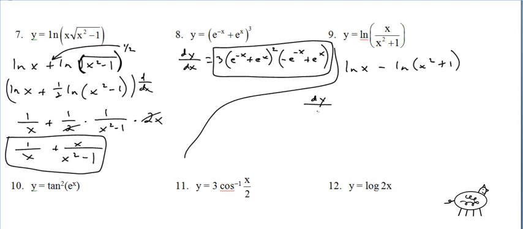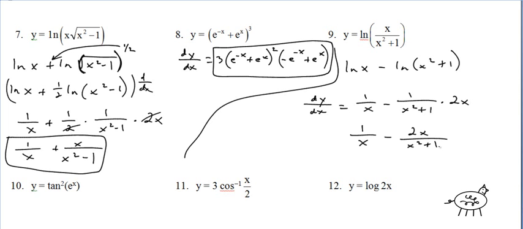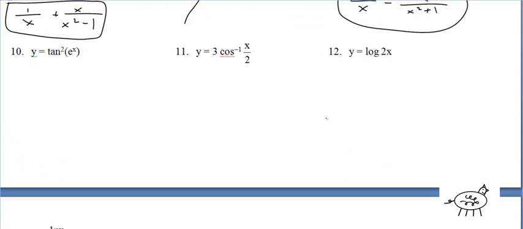So dy dx is equal to the derivative of natural log of x, which is 1 over x. And then it's minus 1 over x squared plus 1. The derivative of x squared plus 1 is 2x. So I really get 1 over x minus 2x over x squared plus 1. Okay, it's not too bad. Okay, let's keep going here.